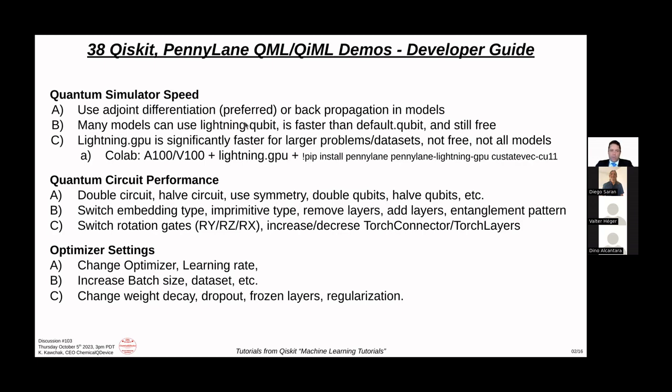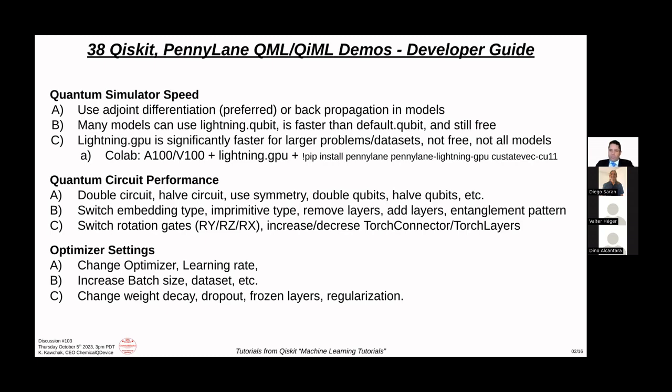Many models can use lightning.qubit. When you open up a lot of these, they're just default.qubit. I think it's just to save on their compute time, and it's literally almost always a fix for faster times. Lightning.GPU is significantly faster for larger problems and data sets. It still has to kick in a little bit, so lightning.qubit is typically faster for smaller problems, such as the iris data set with about 150 images.